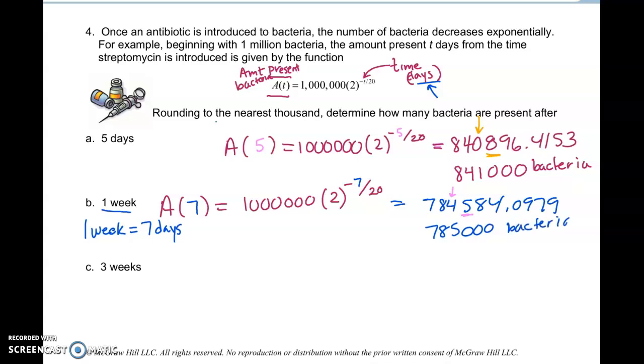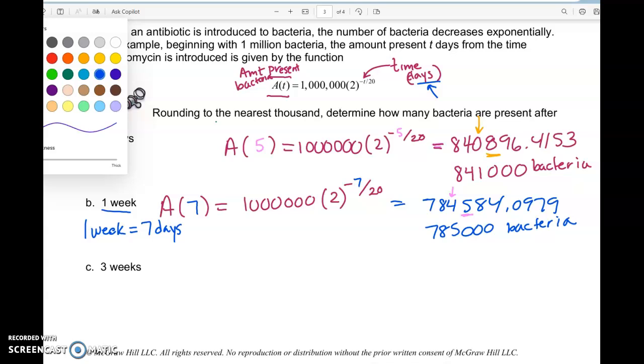And so we see that in 2 additional days, the bacteria count has gone down with the antibiotic. So that's a good way. We want it to go down. Now the last one says 3 weeks.